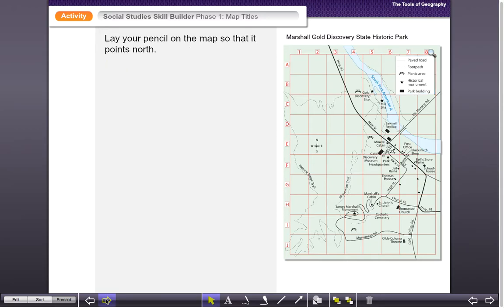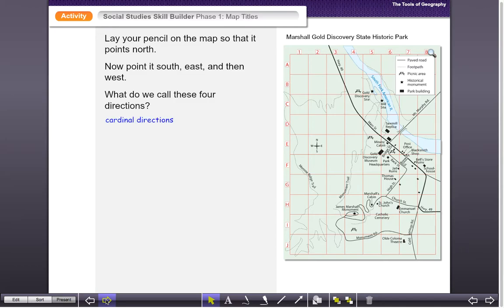What I want you to do is lay your pencil on the map so it points north. If you can do that, you're off to a good start. Now point it south, east, and then west. If you're not doing it, you should be. What do we call these four directions? I want you to think about this. If you came up with the term cardinal directions, you are exactly right.